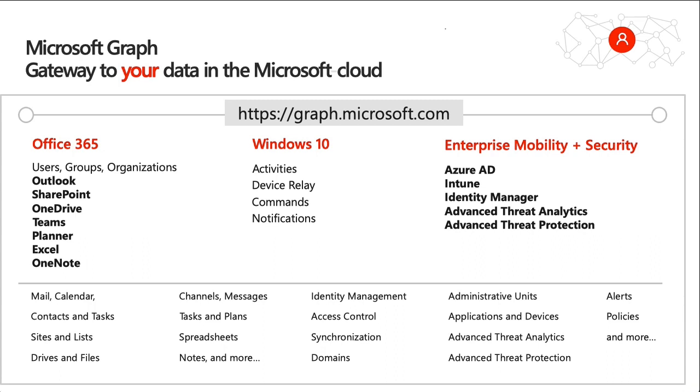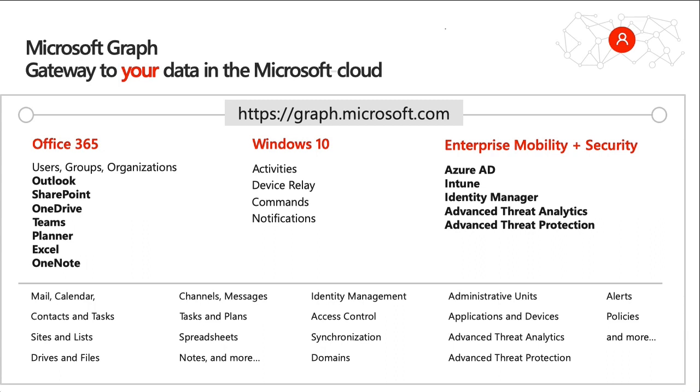One of the nice things about the service called the Microsoft Graph is that it's going to serve as a proxy endpoint to all of these other different services. It's going to encompass things such as Office 365, Windows 10, and enterprise mobility and security. And it brings all of these different services under one top-level service called graph.microsoft.com.